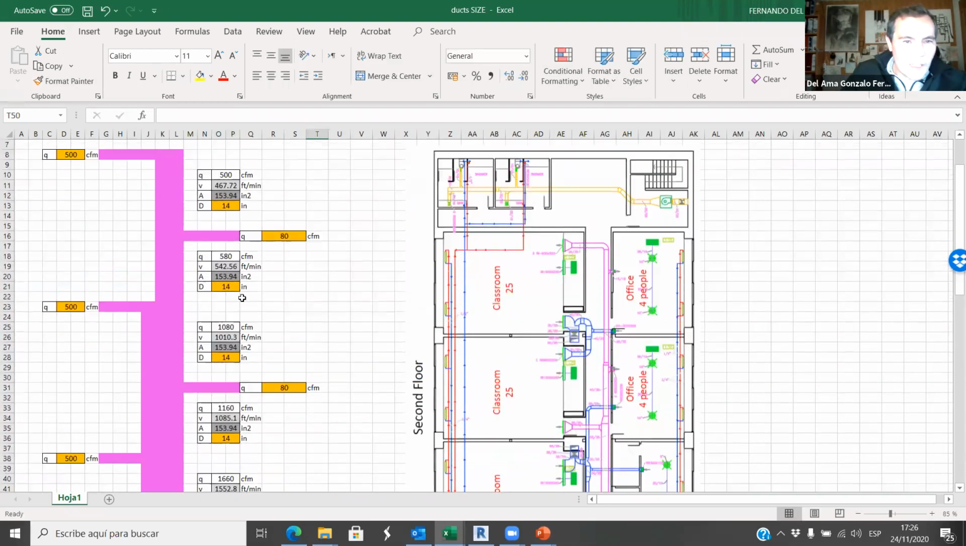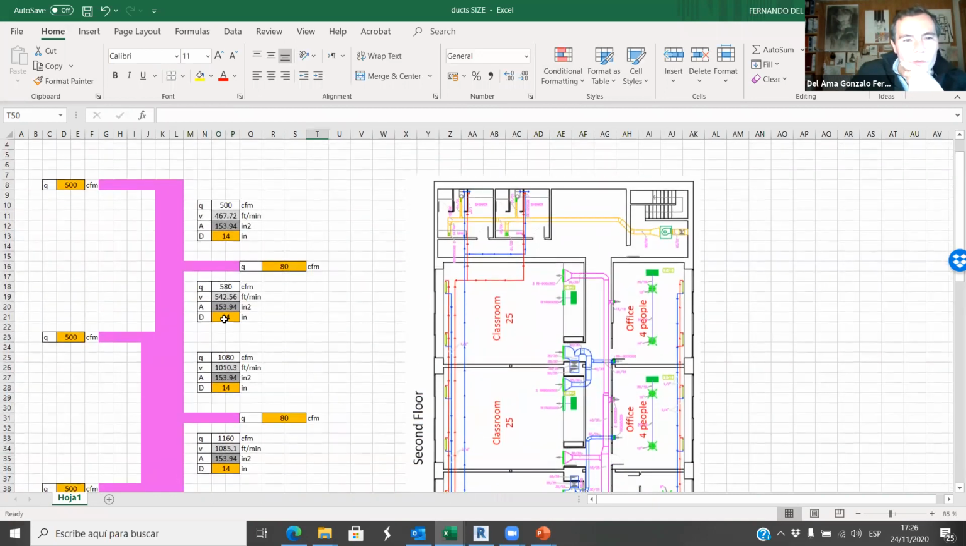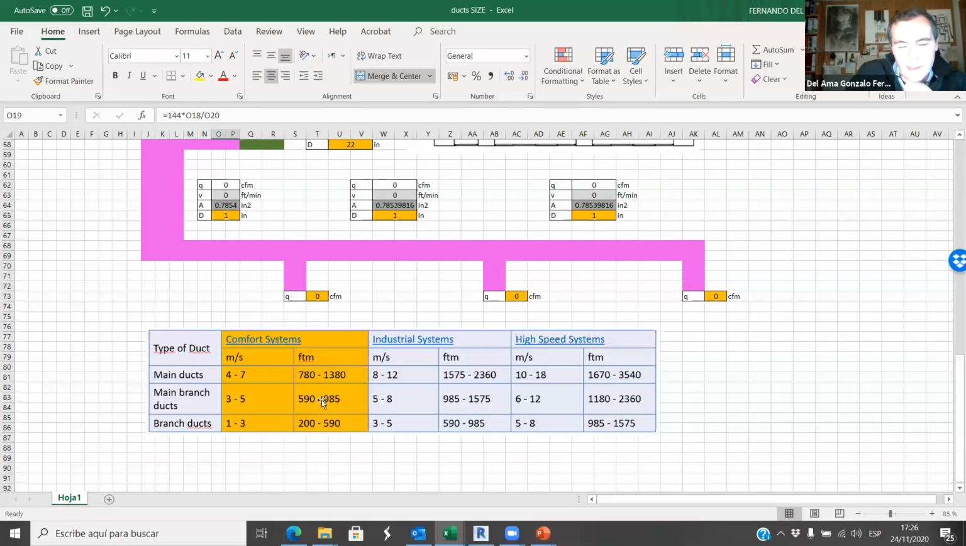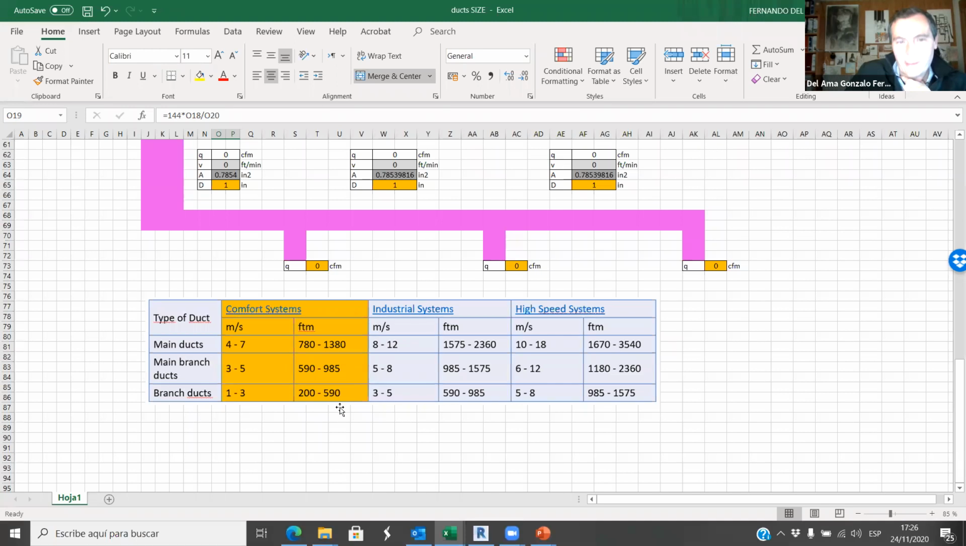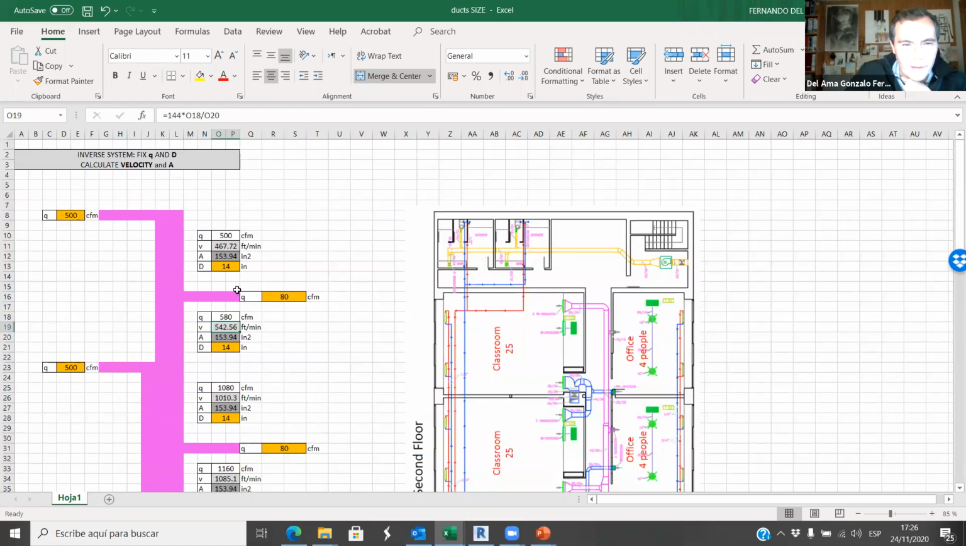Okay, and now we have to check the velocity. So if this is 14 and this is 14, the velocity here is 460, the velocity here is 542. Is it acceptable? Yeah, because it's less than 600. Okay, so that goes well. I don't have to change the diameter here, so it's always 14.